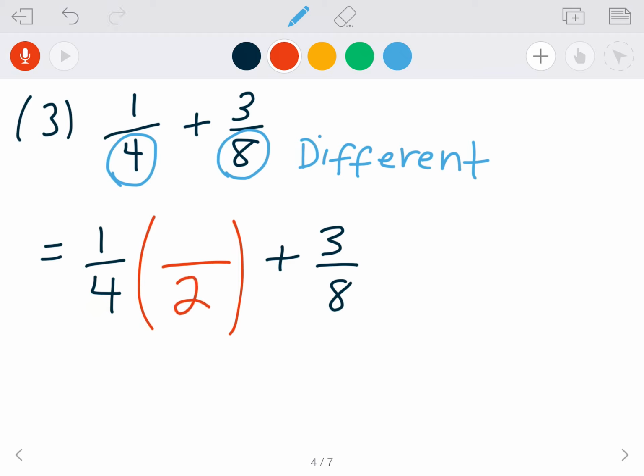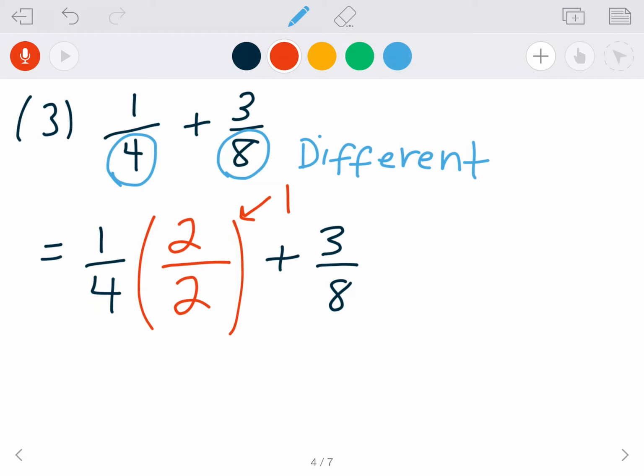Now if I multiply by 2 in the denominator, I need to do the same thing in the numerator because this number in red is an equivalent form of 1. 2 divided by 2 is 1. Okay, so we're always multiplying by 1. It's just wearing a different costume. Because remember, numbers like to dress up too.